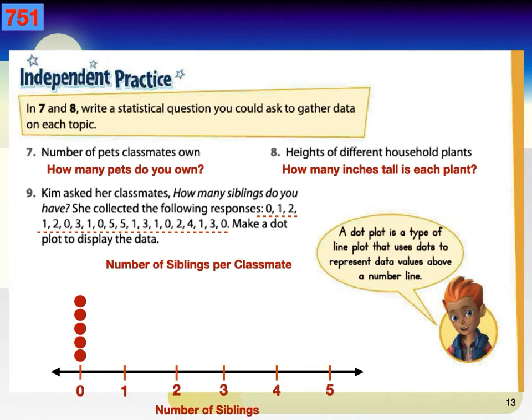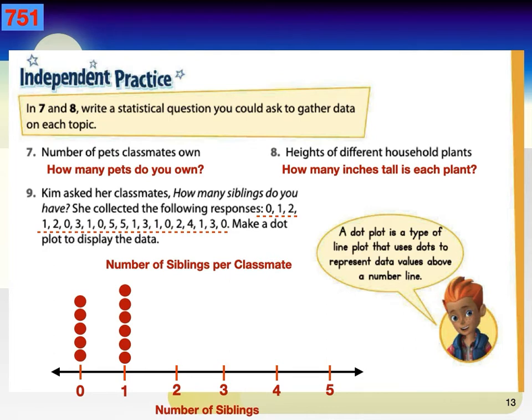Now, how many responded 1? So 1, 2, 3, 4, 5, 6. So 6 responses. So we will make 6 dots. Okay, so these are 6 dots.